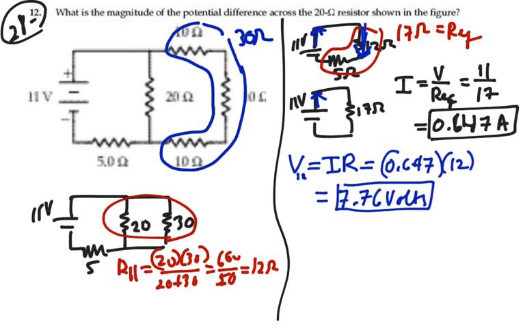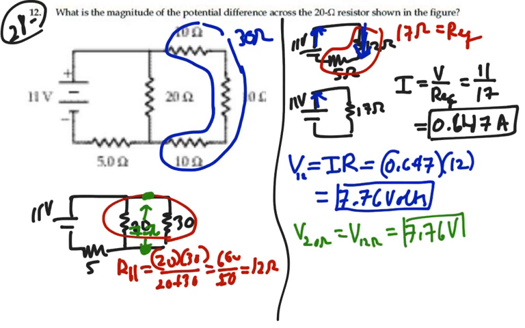But if I look at that 12 ohms, it is connected between the same 2 points in the circuit as this parallel combination of the 20 with the 30. So that's the same volts, because things in parallel have the same voltage as their equivalent device. So there is 7.76 volts between those 2 points in the circuit, meaning that the voltage on that 20 ohm resistor is equal to the voltage on the 12 ohm resistor, which is equal to 7.76 volts, because things in parallel have the same voltage. Hence, the potential difference across the 20 ohm resistor is 7.76 volts.